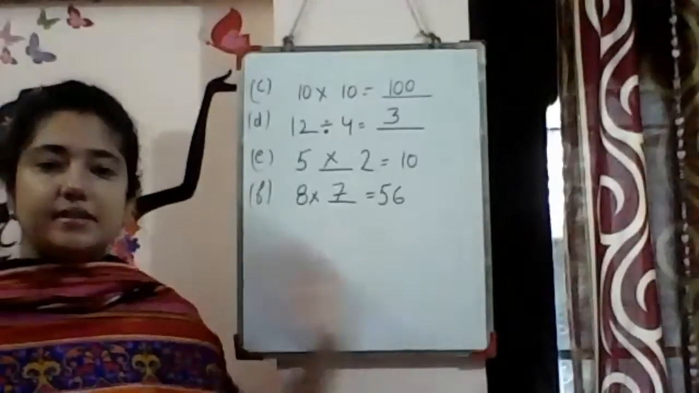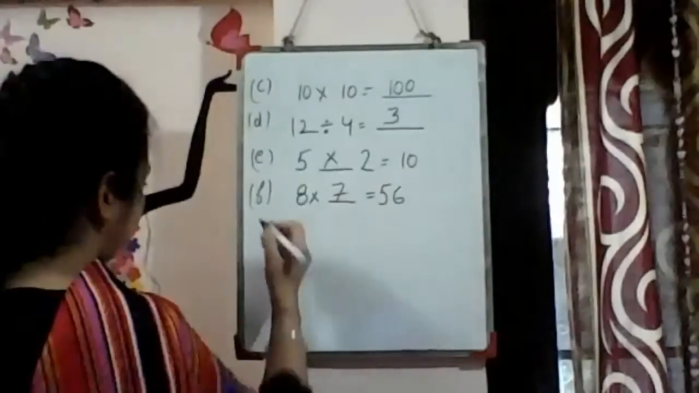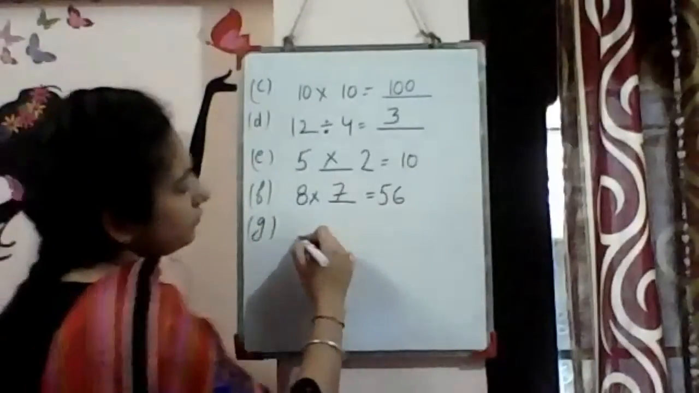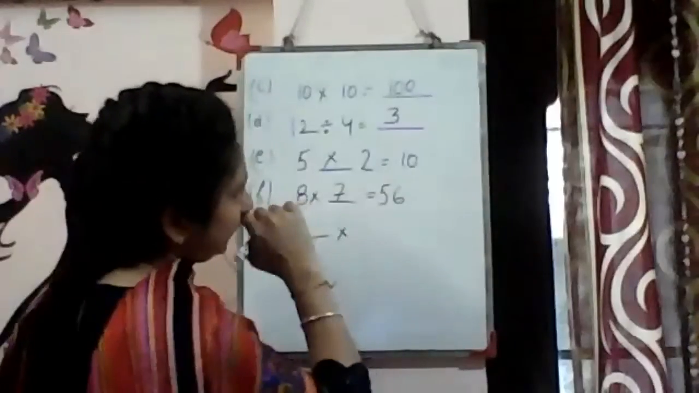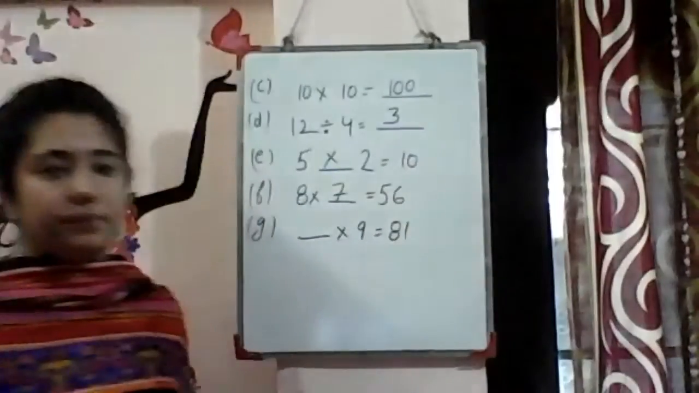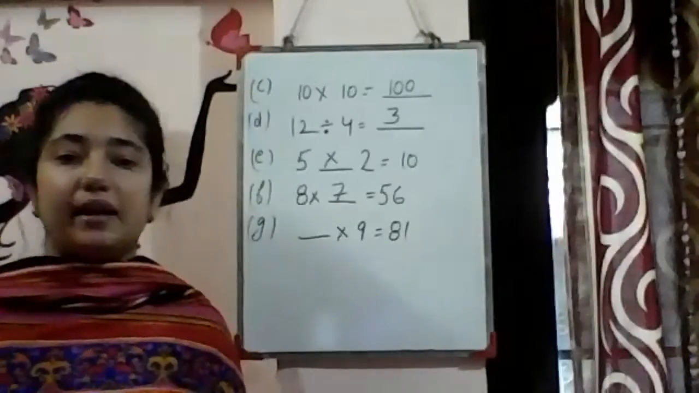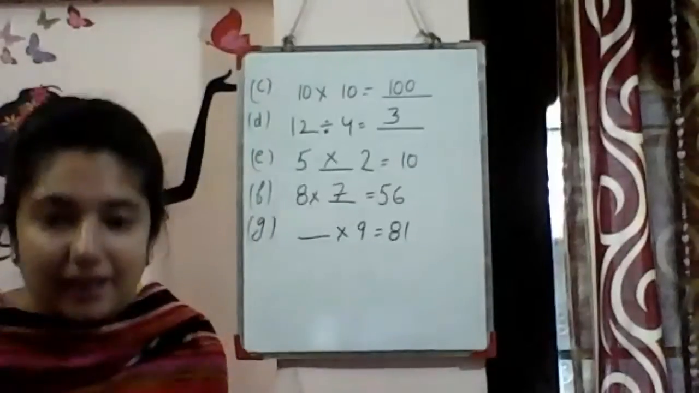So 8 sevens are 56. And last one is dash multiply 9 is 81. Now I have missed this blank. Dash multiply 9 is 81. Okay, very good.